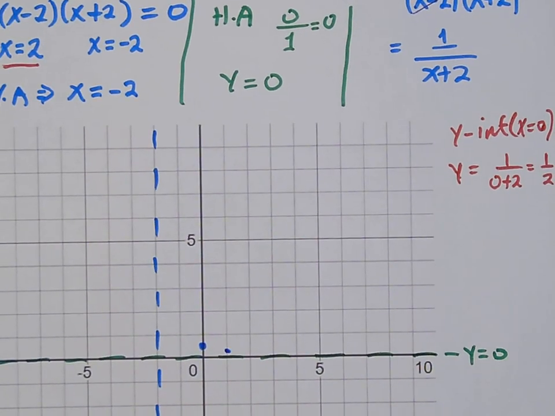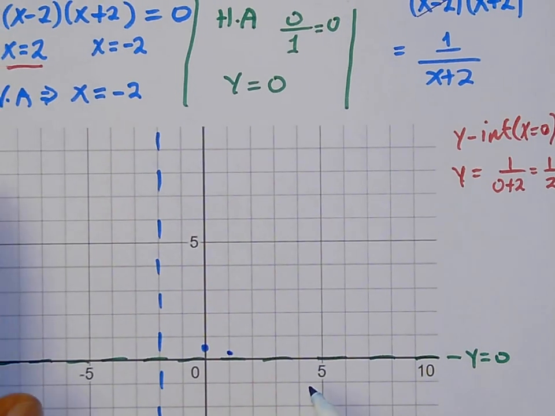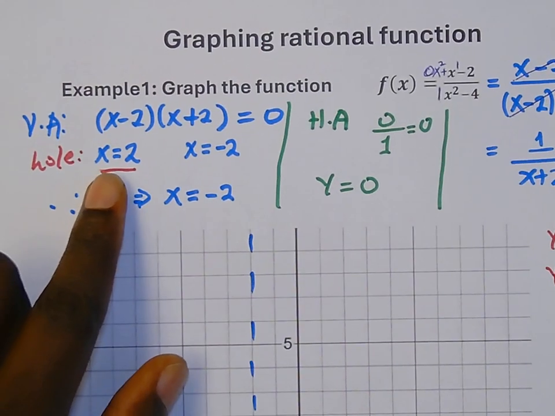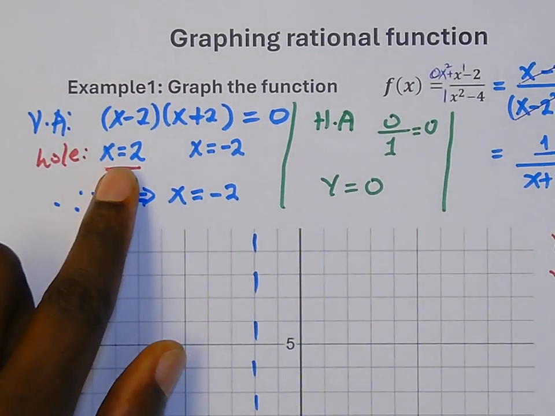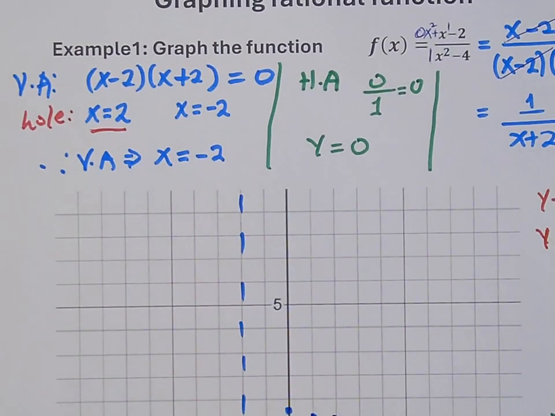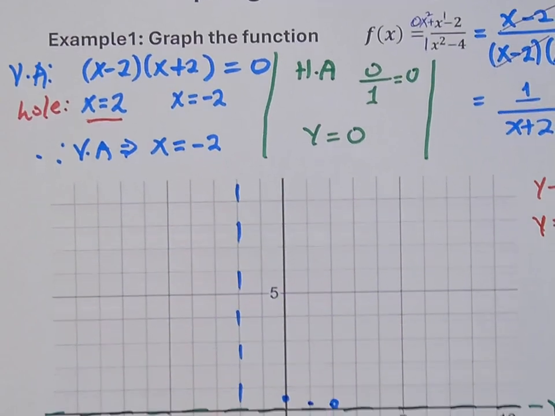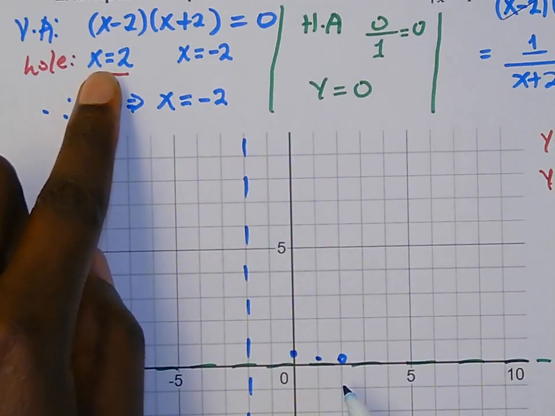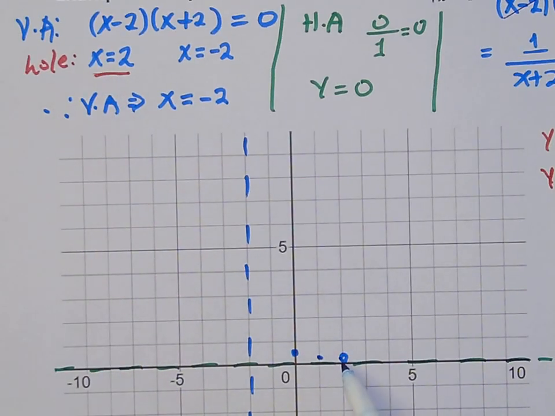Now, we know that if x is equal to 2, let's go back here. If x is equal to 2, we know there's going to be a hole. So at x equals 2, there's going to be a hole. So I indicate that hole. We know that at x equals 2, there is a hole. So that's the hole right here.